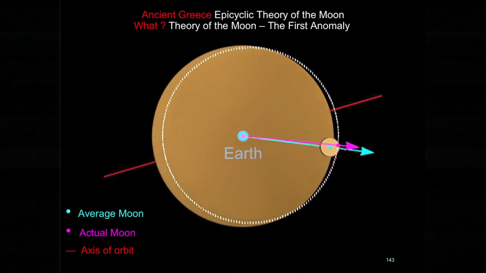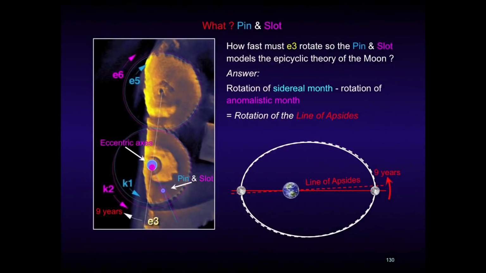That's the one end is where it's furthest from the Earth, and the other end where it's closest, where it appears to be moving furthest. So this is the ancient Greek epicyclic theory of the moon. Very beautiful theory. And I'm going to return to my mechanism now to ask some questions. And the key question is, how fast must this large gear E3 rotate so that this little pin and slot device exactly models this ancient Greek epicyclic theory? You remember that its basic input needs to be the sidereal month, but the period of the variability needs to be this other slightly longer month, the anomalistic month.